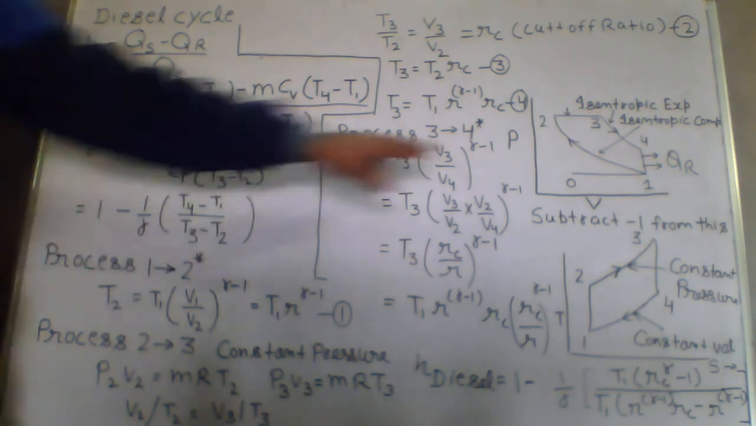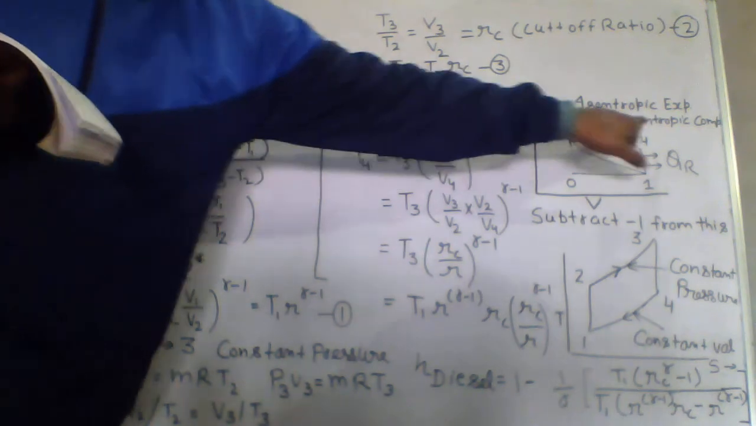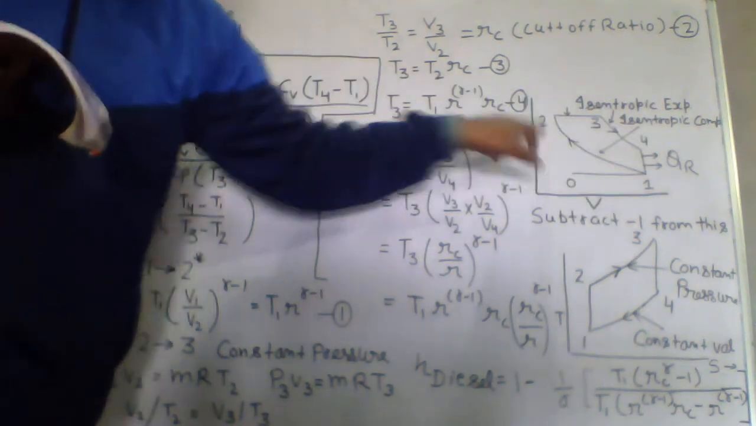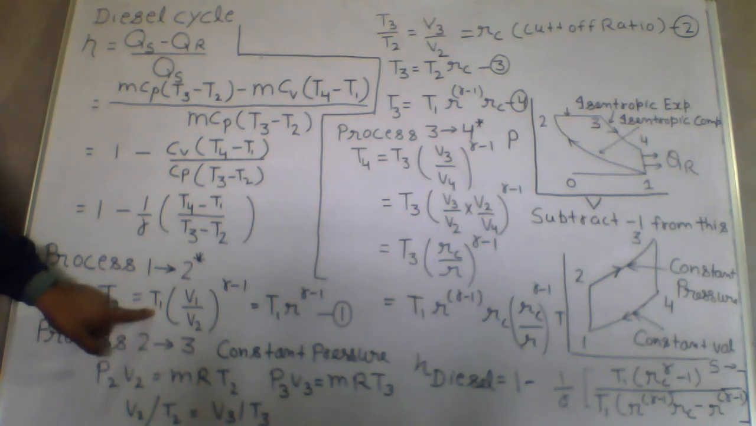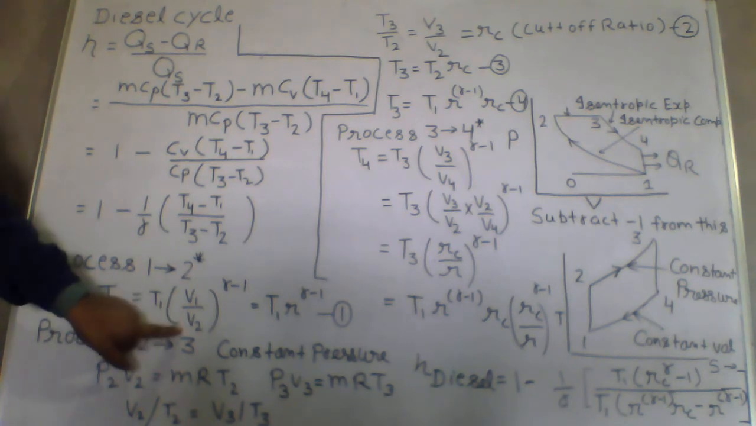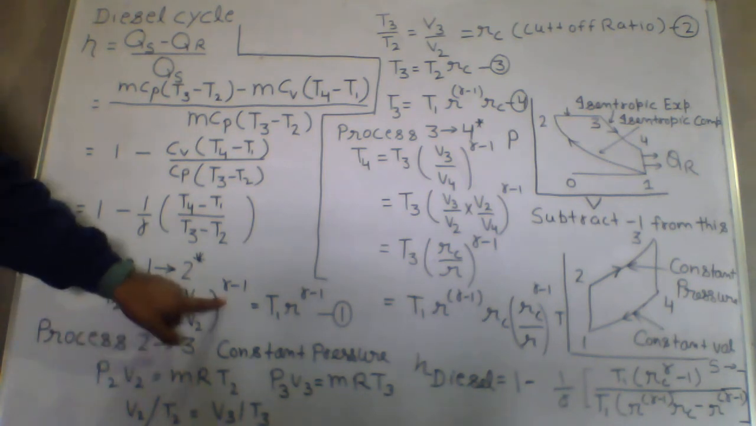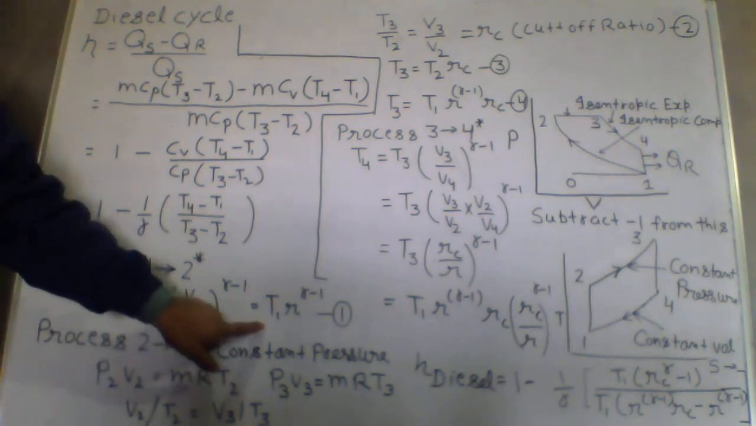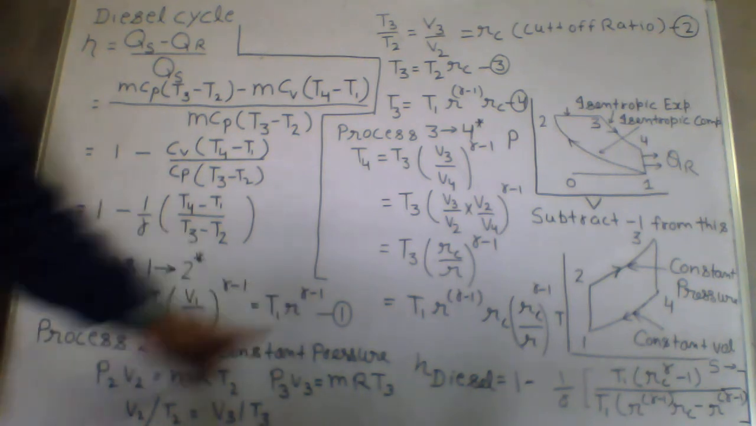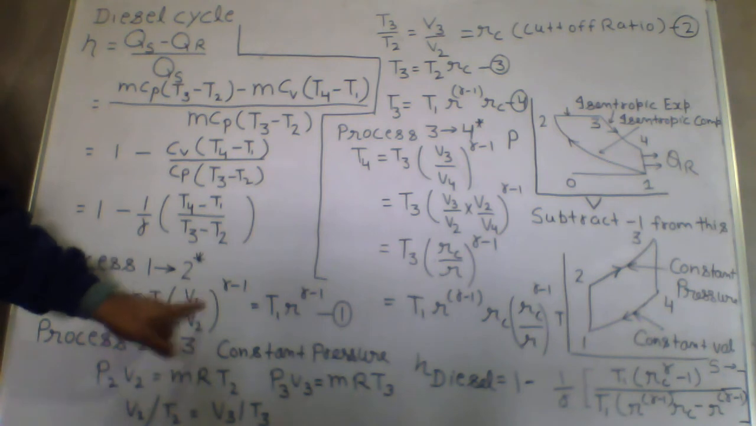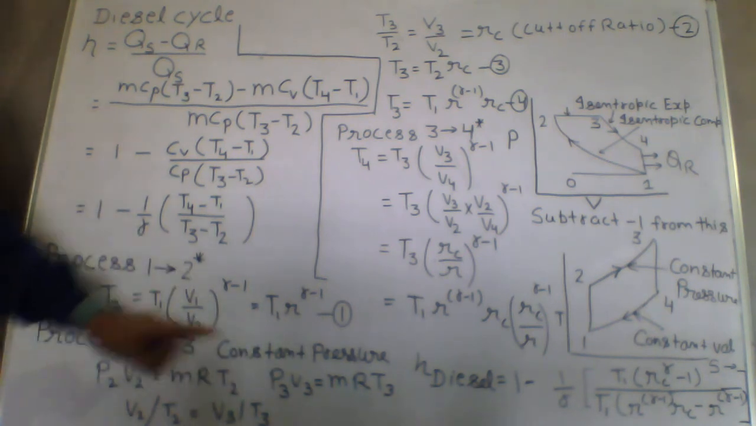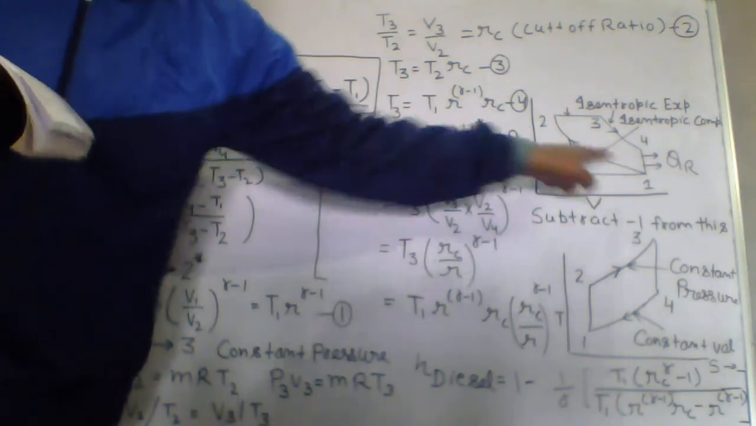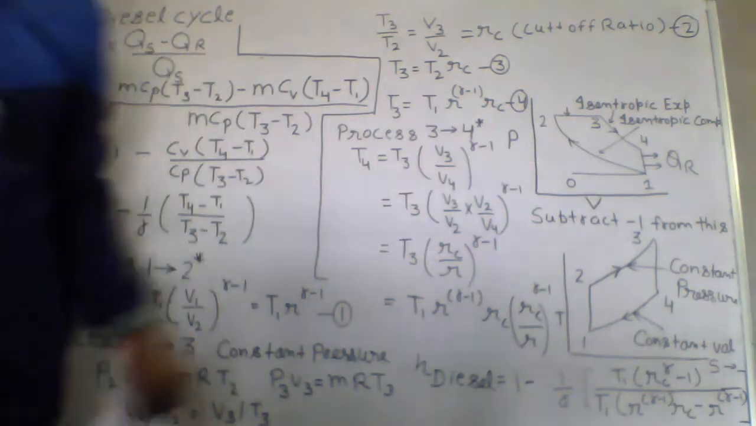Your 1 to 2 process is an isentropic compression process. For the isentropic compression process, this is the condition: T2 by T1 is equal to (V1 by V2) raised to power gamma minus 1, which is equal to r raised to power gamma minus 1, where V1 by V2 is r, called the compression ratio. If you take this ratio V1 by V2, this is your compression ratio.